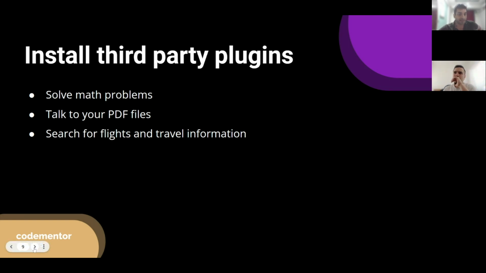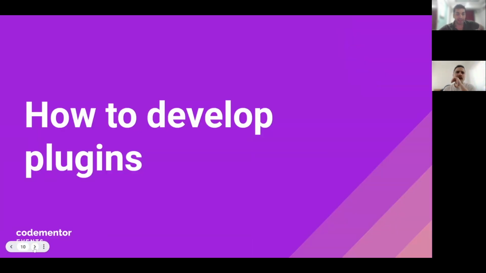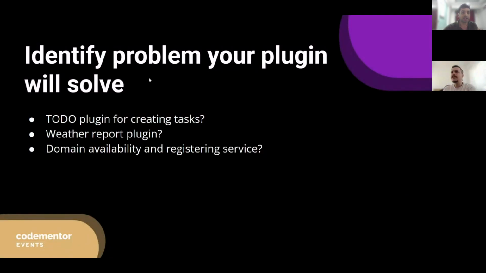And that's basically the next topic, which is how you can create your own plugins. I have broken this section into four subsections. The first part is that you need to identify the problem that your plugin will solve. There are several problems, as we saw earlier, that ChatGPT itself cannot do. So you need to identify what kind of problem you want your plugin to solve.